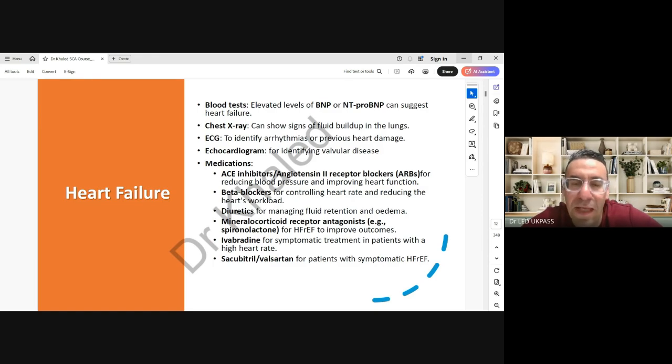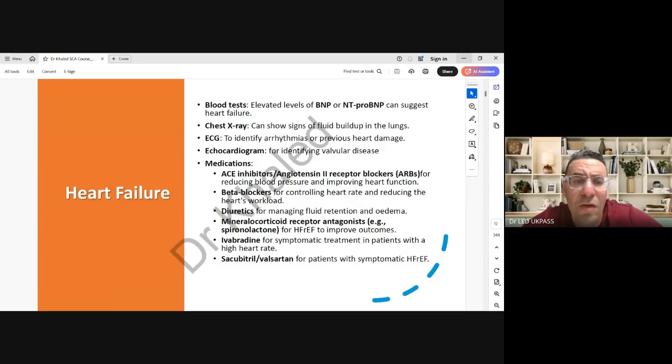Yeah, perfect. So can you request an echo for any patient who is breathless? No, you need to do a BNP first. You need to do a pro BNP first, or a BNP or NT-pro BNP. There's a minor difference between them both, but don't worry about that.